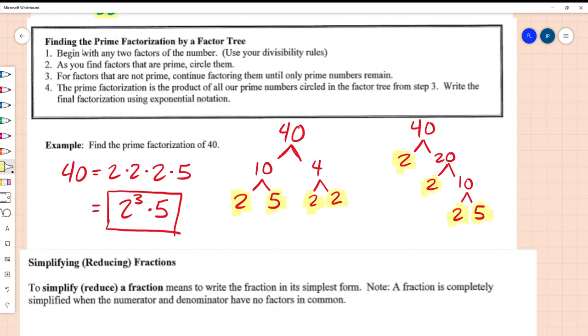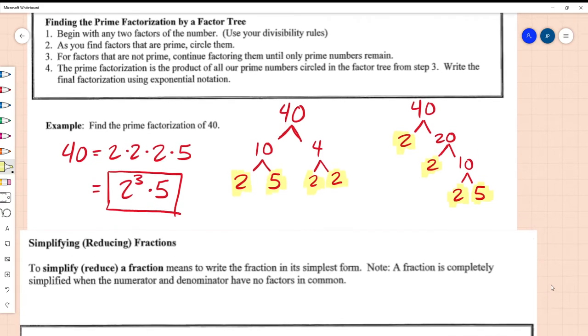Okay, in the last video, we were talking about prime factorization and about making factor trees in order to express a number as a product of its prime factors, like this example with the number 40. So that helps us in simplifying or reducing fractions.